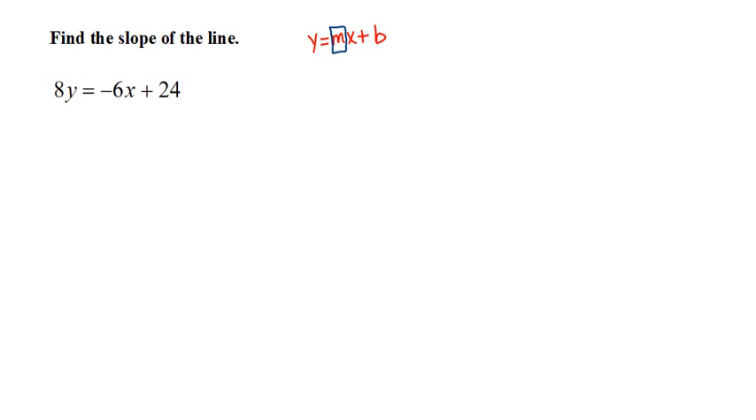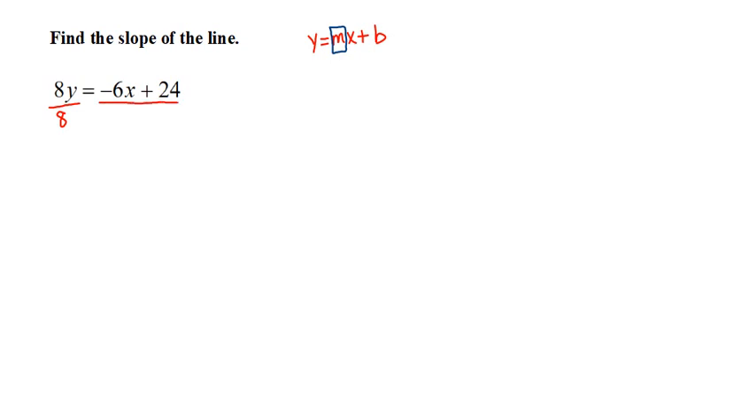Now, when we're working a problem like this, we need to have the y by itself. So I need to get rid of this 8. The 8 is currently being multiplied to the y, so to get rid of the 8 we're going to have to do an inverse operation. We're going to have to divide this variable term by 8.